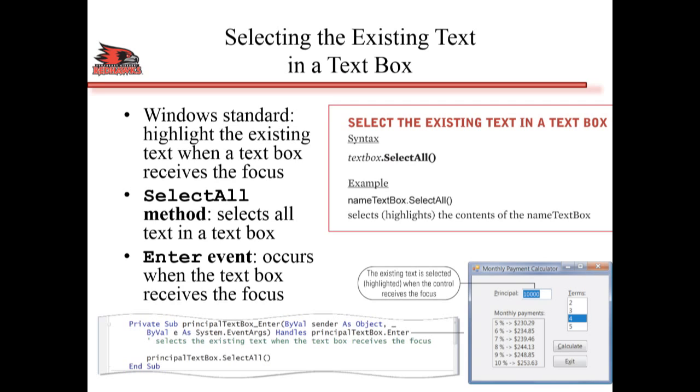So whenever the focus is on the principal text box, select everything in the text box. That's called the select all method, where once somebody clicks it, principal text box dot select all, parentheses, basically selects everything in that text box.